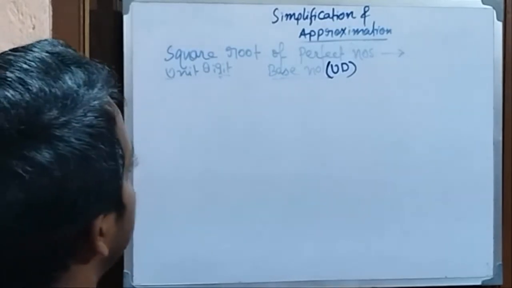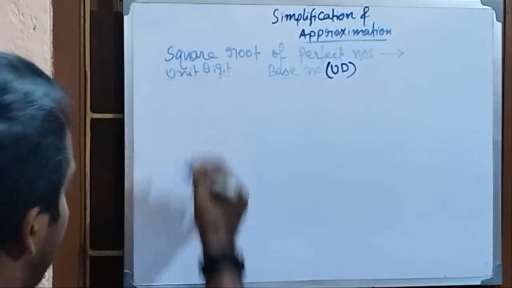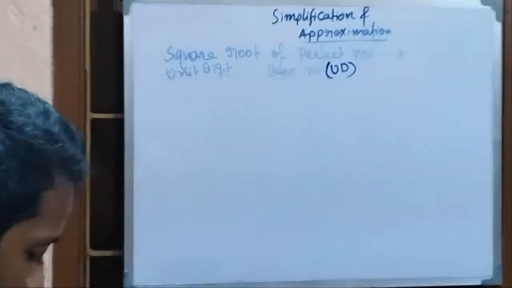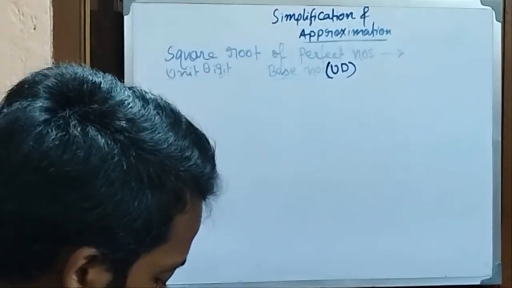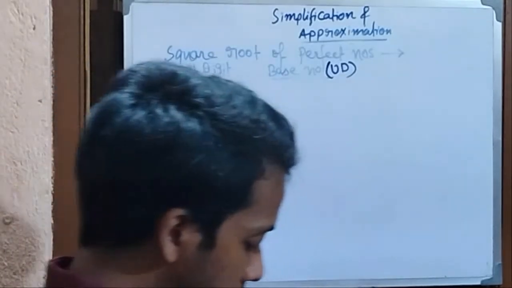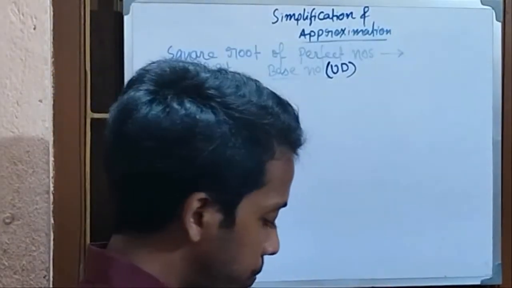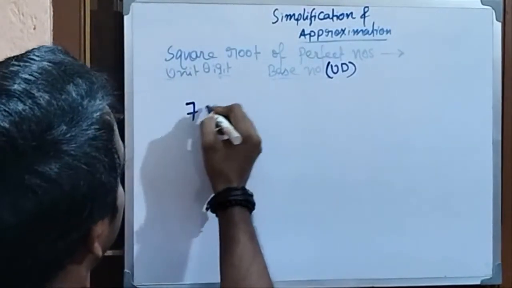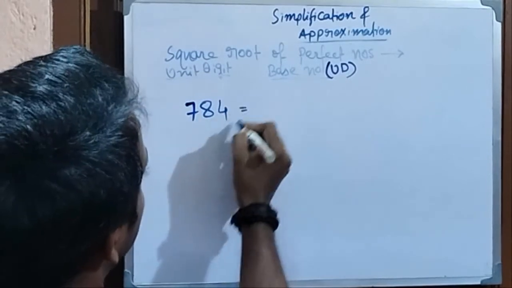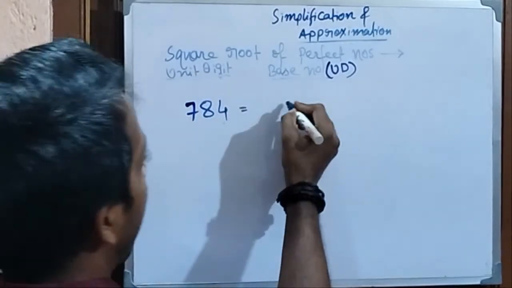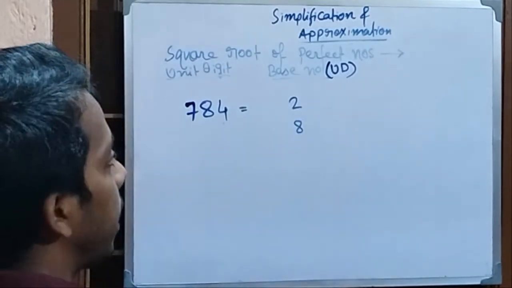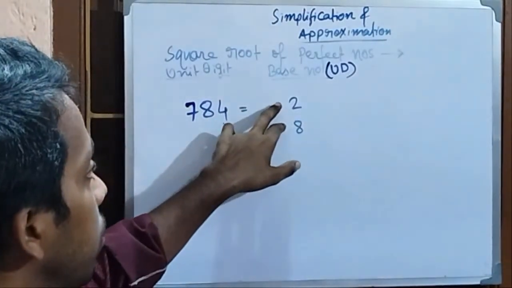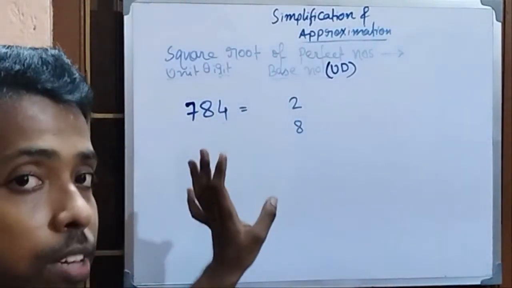Moving to some other number in which some difference comes, which does not give the exact square root in the tens place digit, right? So I am taking 784. Here the unit place digit is 4, so either it will give 2 or 8, right? 2 square is 4, 8 square is 64, again 4. So out of these two, one should give the answer.